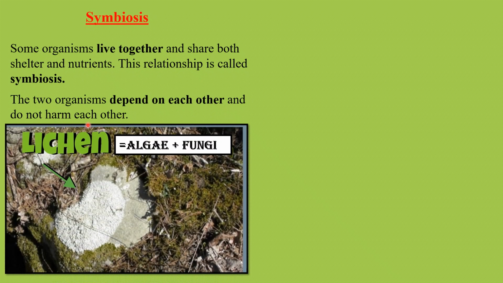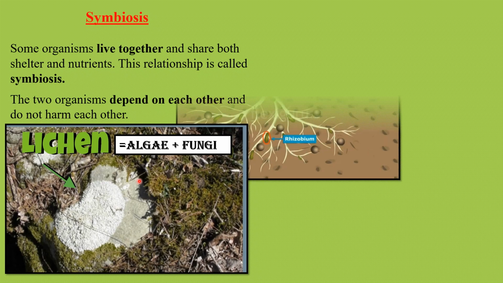The example is lichens. Lichens are a combination of algae and fungi. The algae is able to make its own food and it provides nourishment to the fungi. And the fungi receives the shelter. And so these two organisms live in harmony.